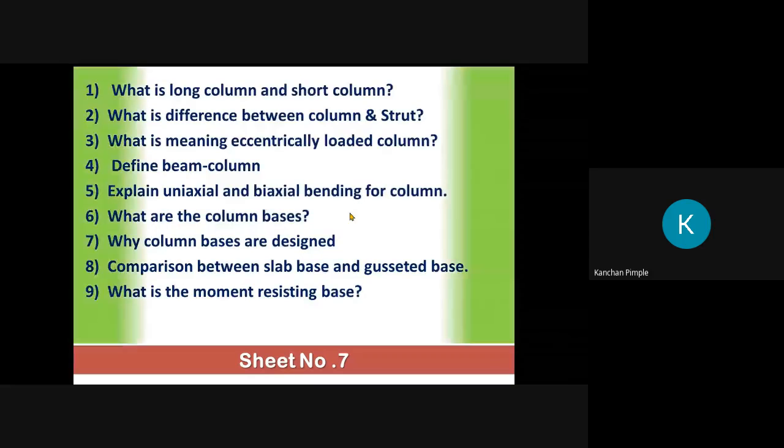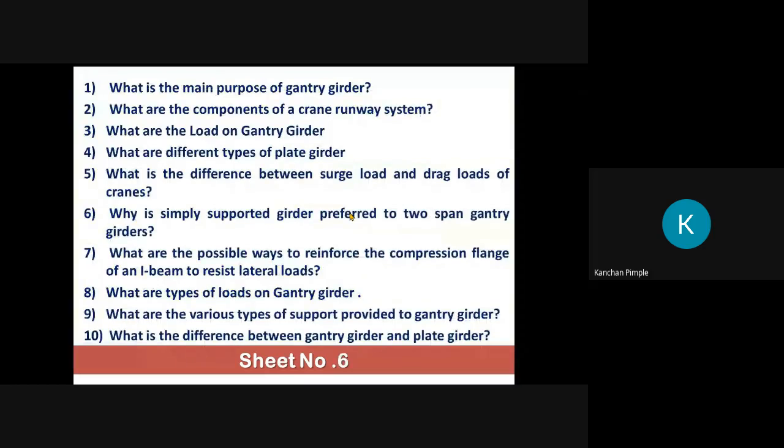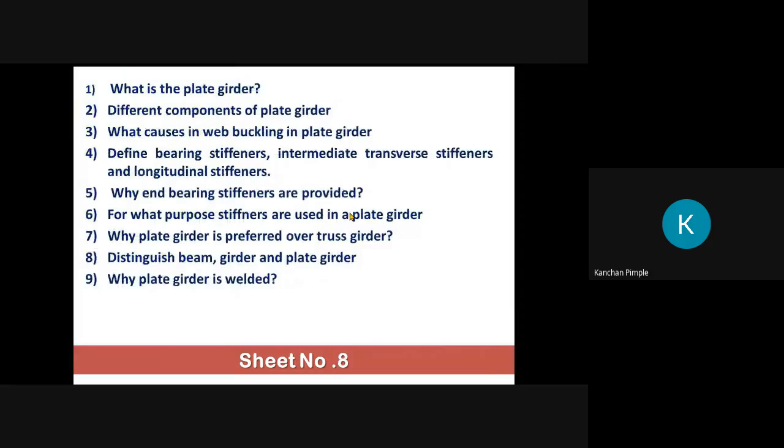So let's go to the last sheet, sheet number 8. Welded plate girder. In that you have to know what a plate girder is, the different components of a plate girder, and each and every part you have to mention or show on the sheet. Where is the plate girder used, what are the different component parts, why are end bearing stiffeners provided? These questions you can easily answer if you watch video number 8 on how to draw the welded plate girder sheet. Is it clear?